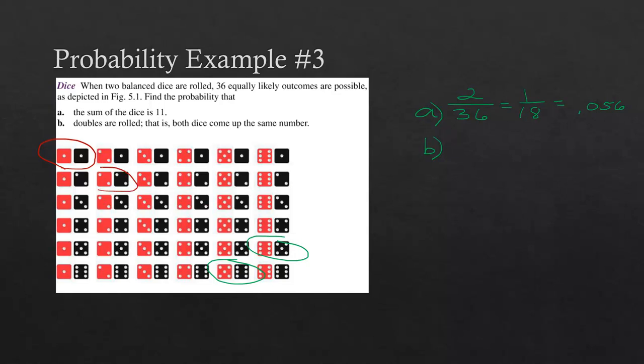So if each die has 6 numbers on it, 1 through 6, then how many different sets of doubles can we have? It should be kind of obvious to you that we should have 6 sets of doubles. So that's going to be 6 out of 36, or 1 out of 6, which is going to be 0.167, or 16.7% will have doubles, okay?